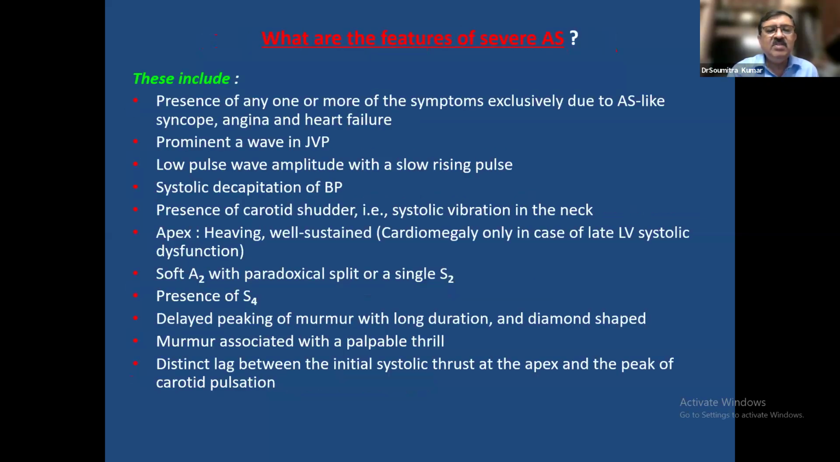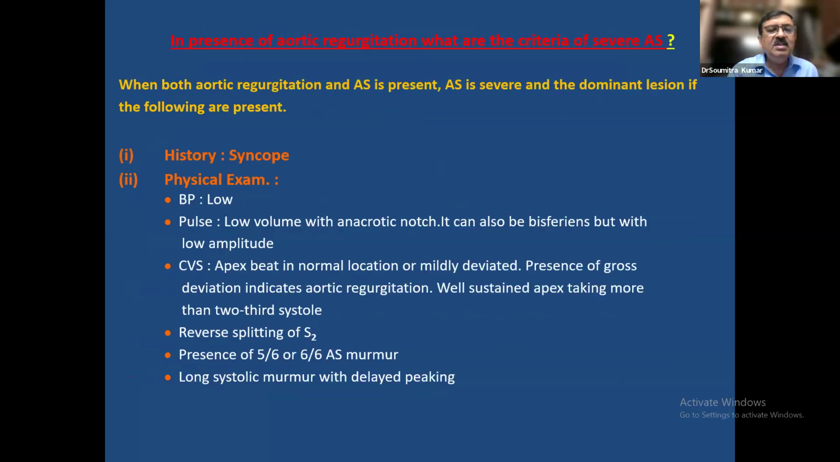And these are the features of severe AS. We have discussed many of these in course of today's discussion. I am not going to discuss this again. In presence of AR, what are the criteria of severe AS? Because you get a functional systolic flow murmur with pure severe AR. So whether AS is associated.